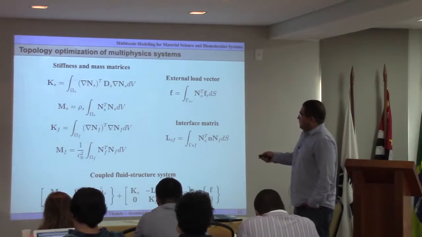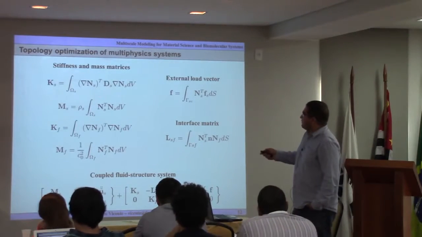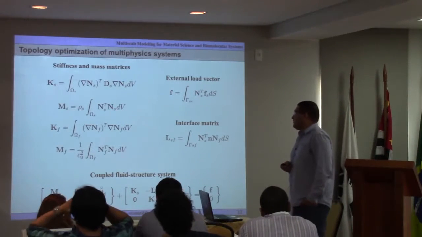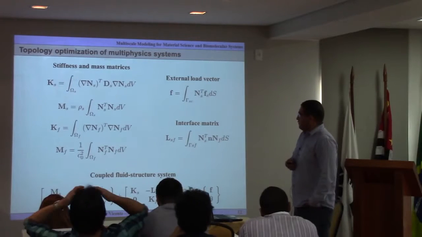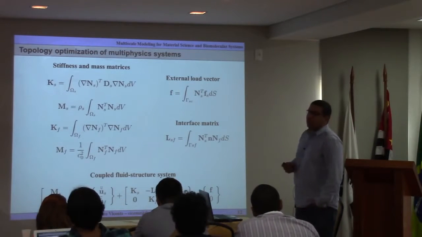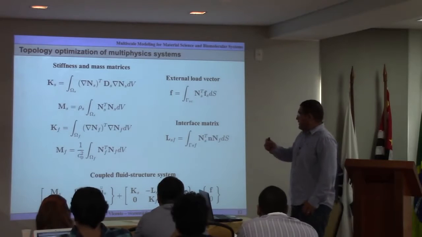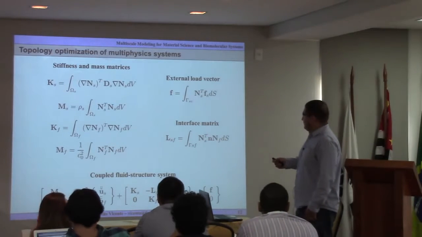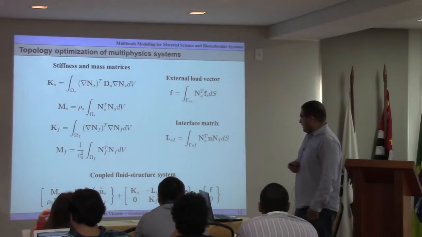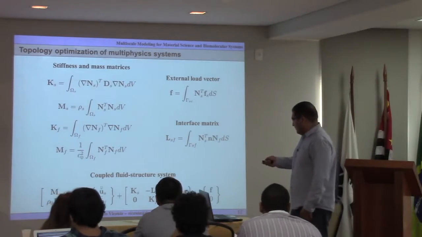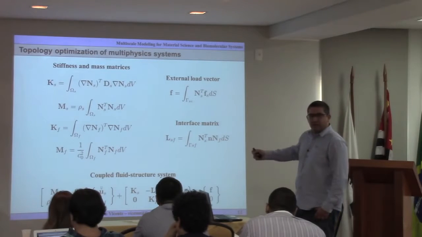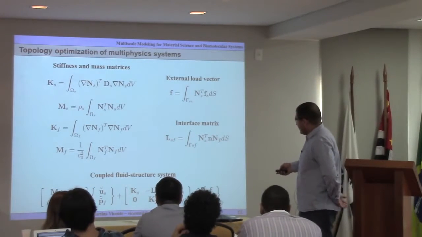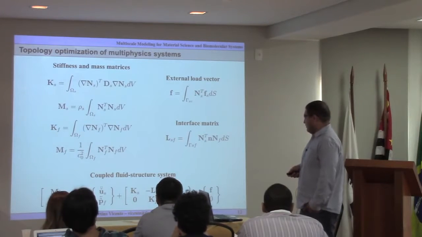And we have the stiffness matrix from the structure, and the mass matrices from the structure and from the fluid. Our external load that will be applied on the nodes can be on the structure or in the fluid domain, and the interface. So our unsymmetrical coupled structure can be seen here. Sorry, maybe it's not possible to see it there, but it's an unsymmetrical system.